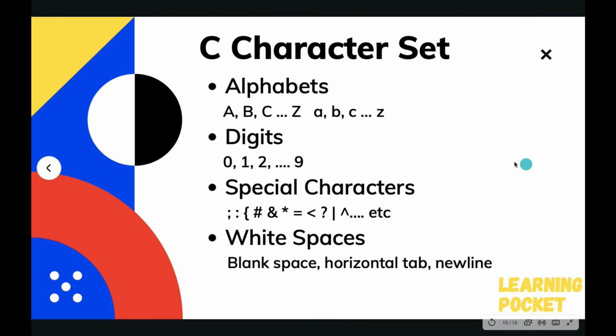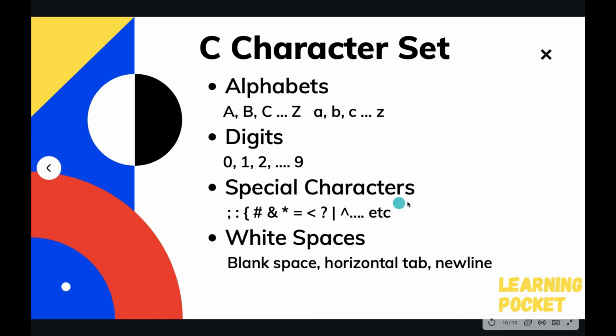Next up we have the C character set. What are the legal characters that we can use in our C program? You cannot just write any alphabet and expect the compiler to understand it. You cannot use Chinese alphabets or Hindi alphabets in that. There are very specific characters that you can use. Here are all the English alphabets, capital A to capital Z, small a to small z. Then we have digits 0, 1, 2, 3, 4, 5, 6, 7, 8, 9.